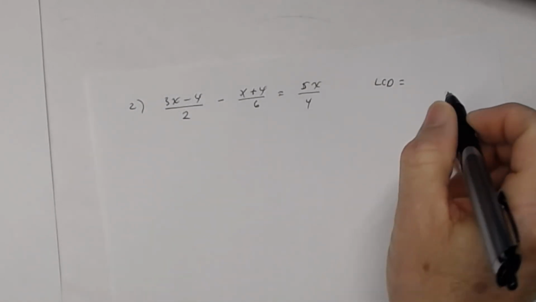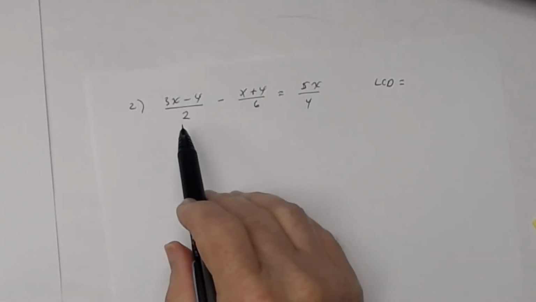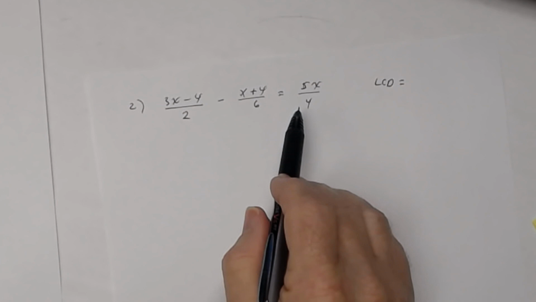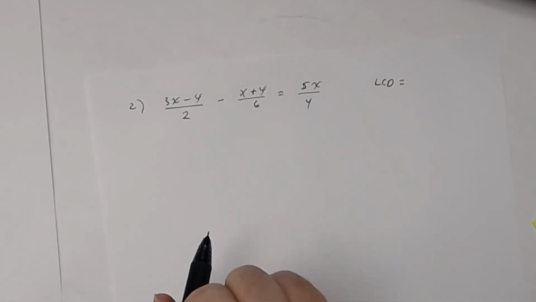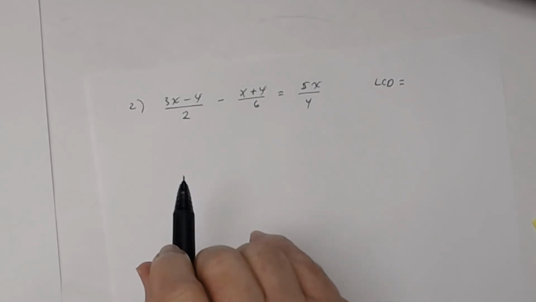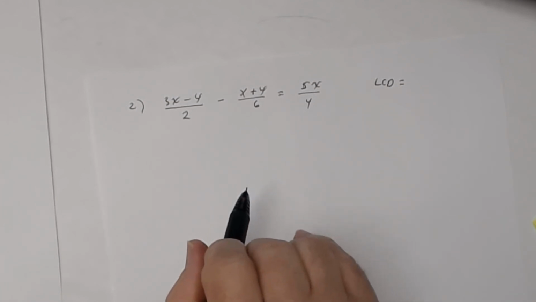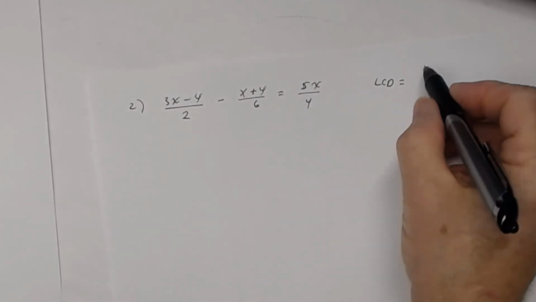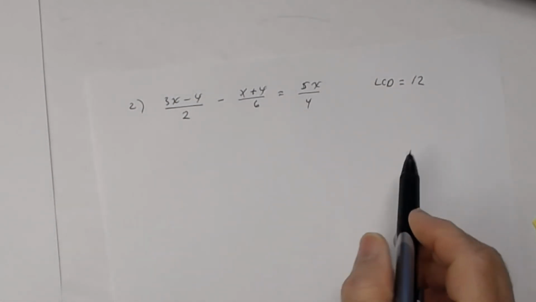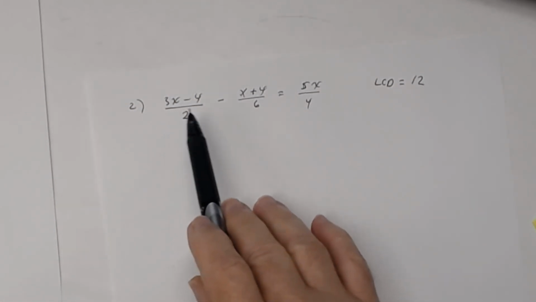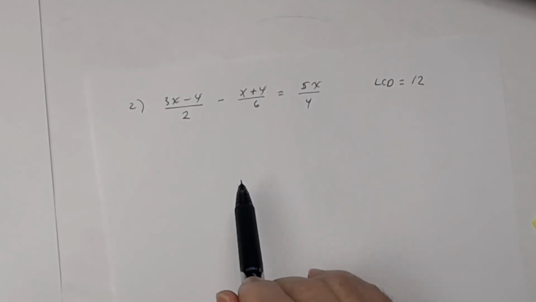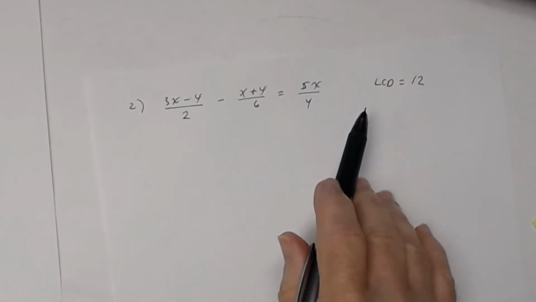So your LCD. What is the smallest number that 2, 6, and 4 will go into? The smallest number that 2, 6, and 4 will go into evenly is 12. Now, someone said that they're going to multiply both sides by 24, let's say. Well, that's fine. You can use 24. It's just not the least.